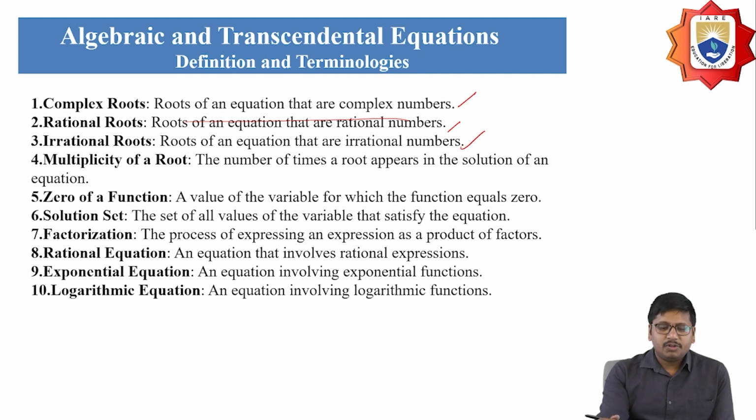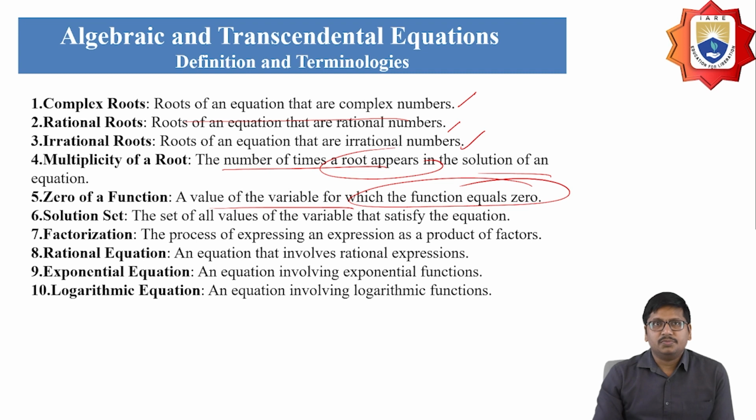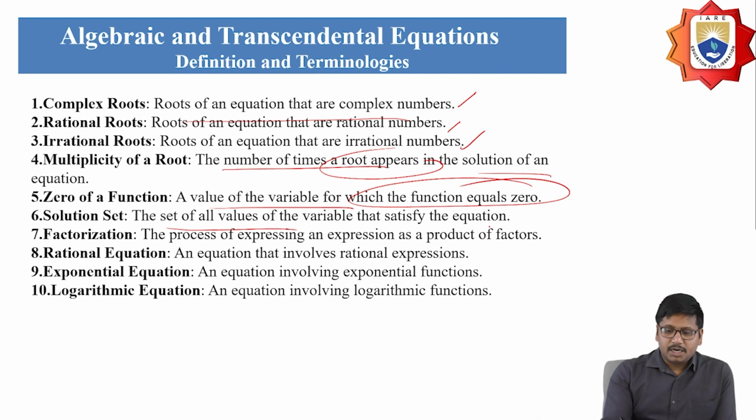And irrational roots are nothing but the roots of the equation that are irrational numbers. Multiplicity of the root means the number of times that root appears in the solution of the equation. Zero of the function means the value of the variable for which the function equals 0. And solution set means the set of all values of the variable that satisfy the equation.